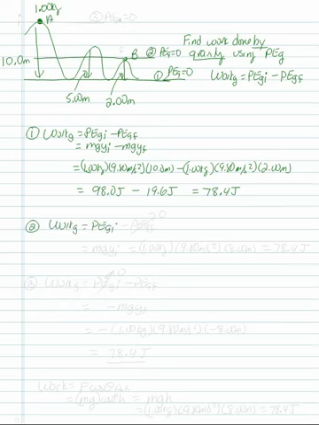PE gravity initial minus PE gravity final. So what you always want to do is look at initial and final. To make things clear, sometimes it's actually good to label I and F. And then you just ask yourself, is there a potential energy initial? Sure. Is there a potential energy final?